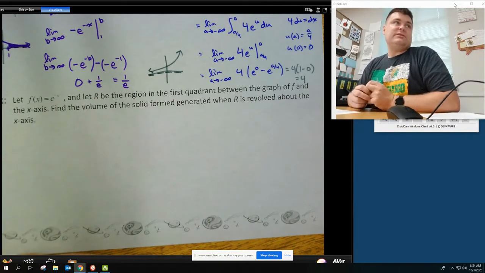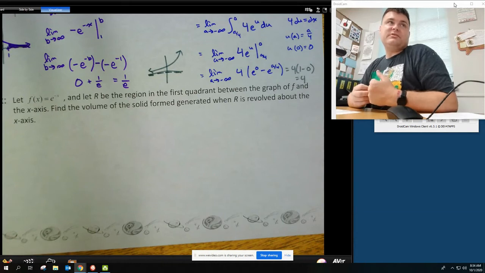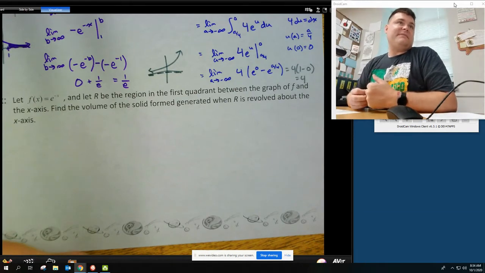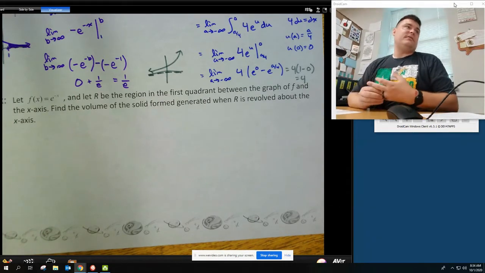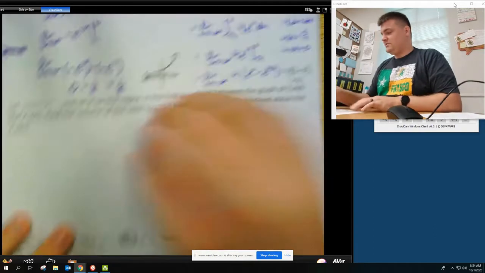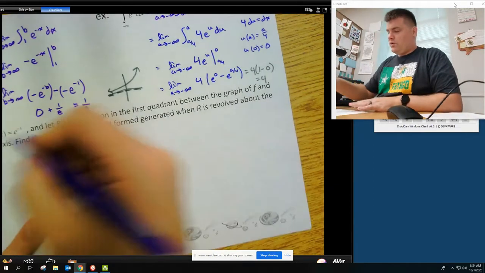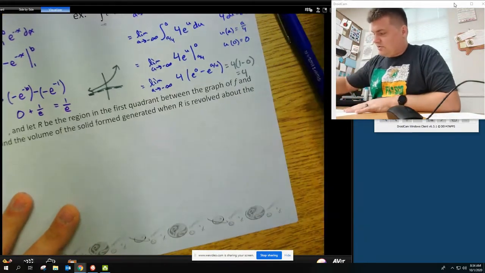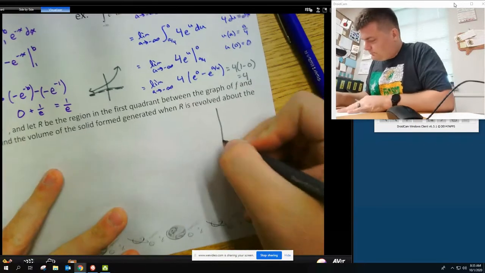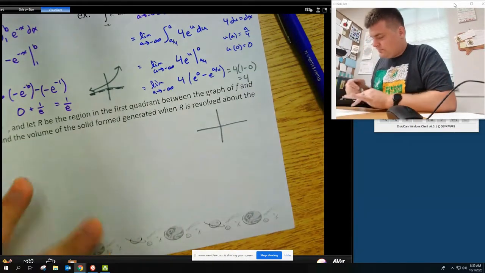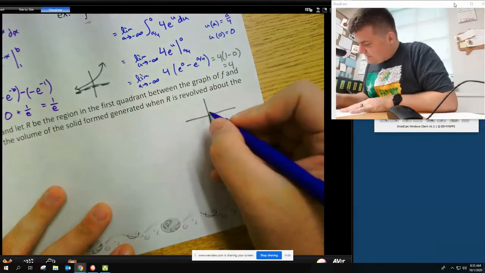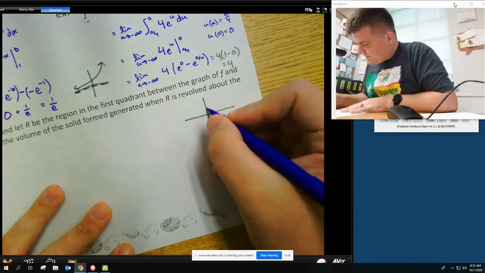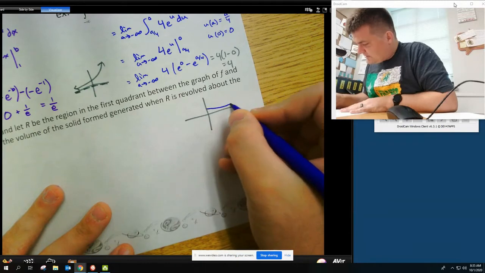So let f of x equal e to the negative x, and let R be the region in the first quadrant between the graph of f and the x-axis. Find the volume of the solid generated when R is revolved around the x-axis. So essentially, we're going to be taking this function, and I'm going to sketch it. In the first quadrant, so I'll just sketch the first quadrant part. So it looks like this.